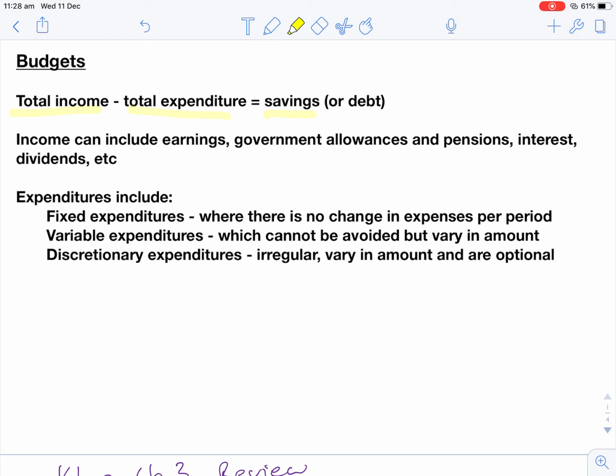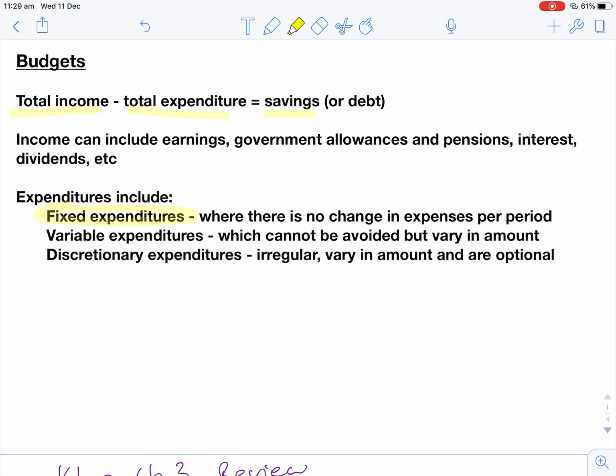And expenditures are broken into three different types. First of all, we've got what we call fixed expenditures. They're expenditures that, as the name implies, do not change. So they're set things that don't vary in quantity or the frequency of payment. So it's things like rent. You're going to pay a set amount per week or per month, however your payments are set up. Phone plans, which are a set amount per month, those sorts of things.